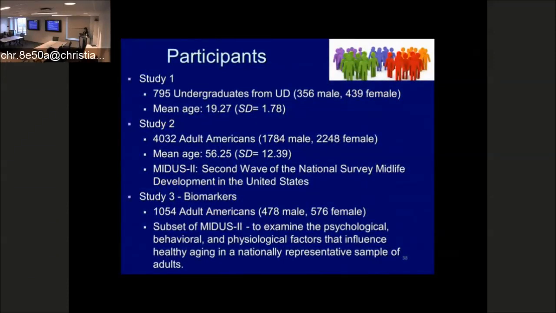I conducted three studies to test this question. The first one is from undergraduate students from the University of Delaware. The second one is a nationally representative sample with a huge sample size. The third one is a subsample of the second one, a subset with biomarkers. The wave two data set is a very, very rich public data set. If you're interested in well-being, I would encourage you to take a look at it, because you can do a lot of things.